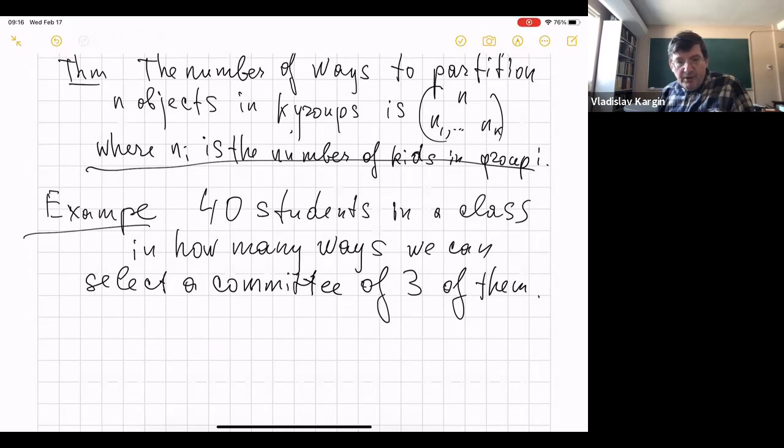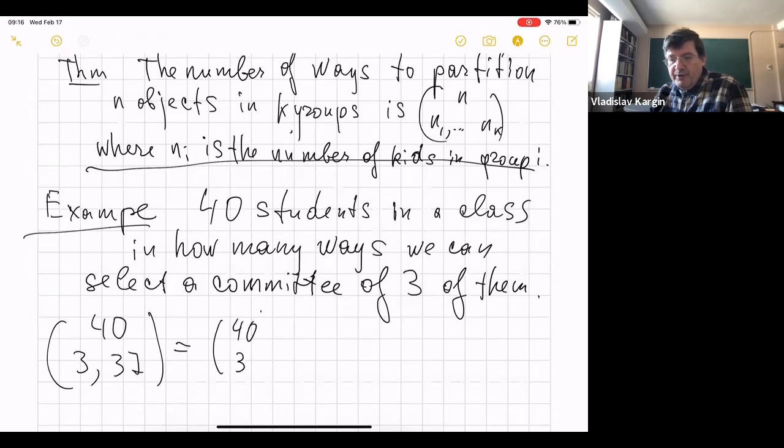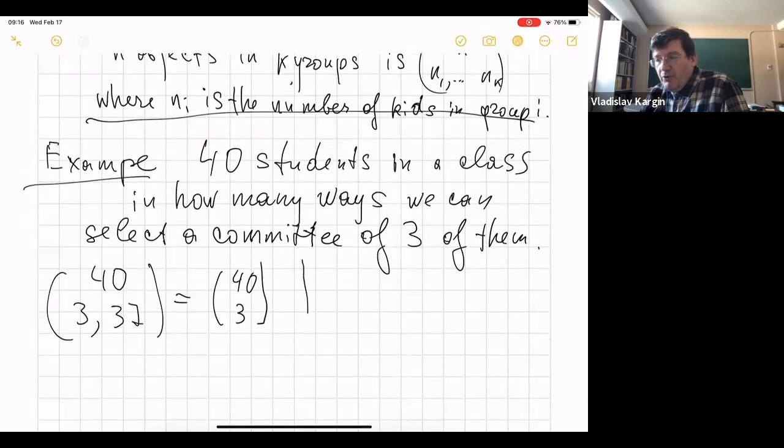We are selecting from 40 people, and we divide them into 2 groups. One group is a committee, and another group is not a committee. So now you can easily write that this is a multinomial coefficient 3 and 37. This is the answer to this question. And now you look at this and say that this is actually the binomial coefficient 3 out of 40. So this is a problem of selecting a subset from the group.